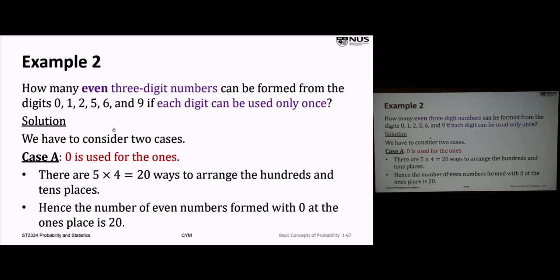Okay. So example 2. This one's a nice one, at least once we've got used to these questions, it becomes more interesting. So we're back to our favorite question. We want to know how many even 3-digit numbers can be formed from 0, 1, 2, 5, 6, and 9 if I use each digit only once. Okay, so there are two cases.